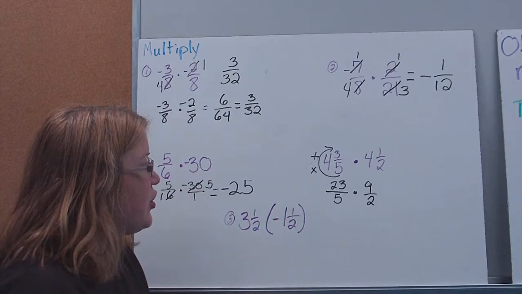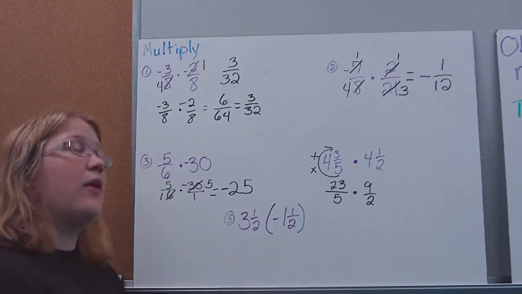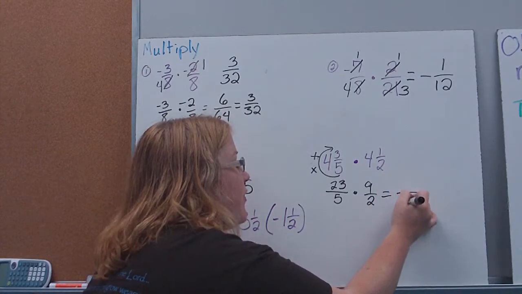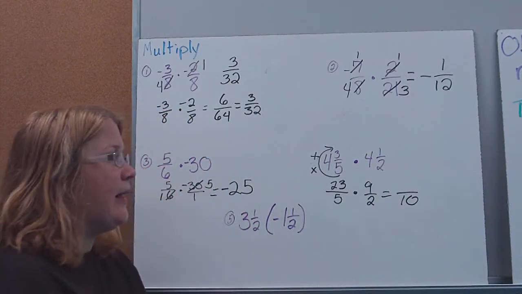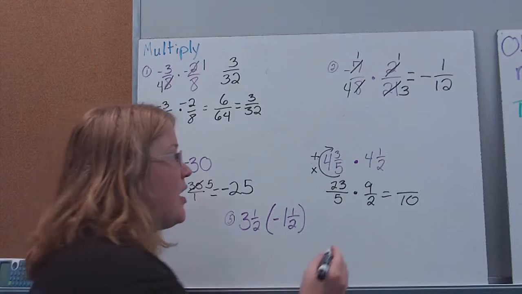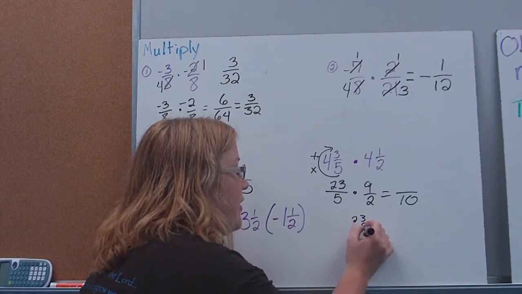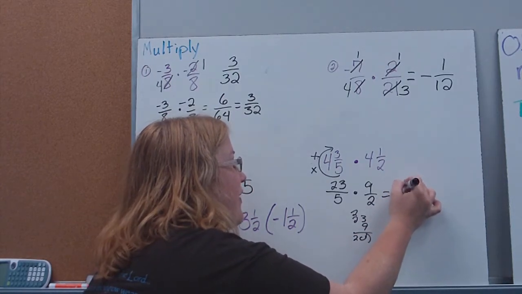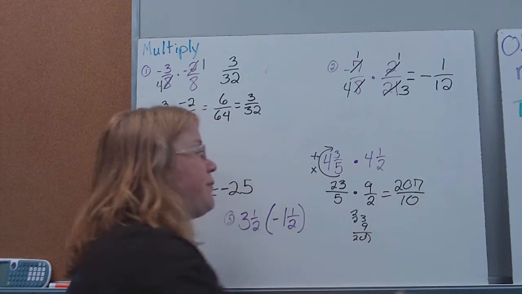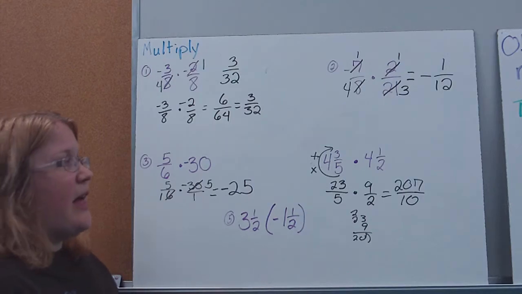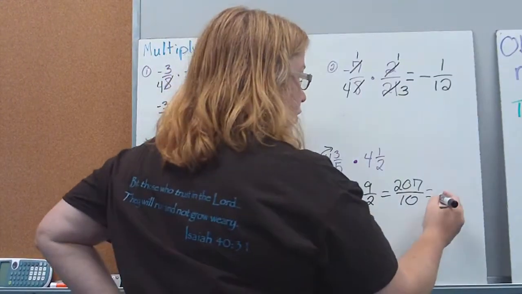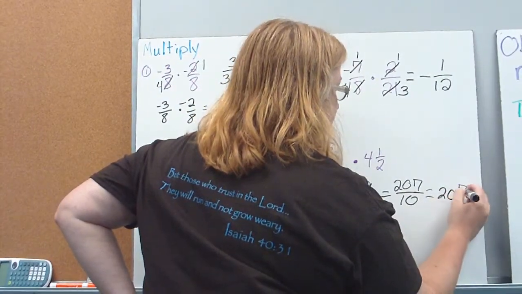Sadly, I do not see anything that's going to cancel out in this one, so we're going to be dealing with kind of bigger numbers. I'm going to do the bottom first. Why? Because that's nice and easy for me. 5 times 2 is 10. 23 times 9, I need to stop and think about. It's 207. All right, and then we can convert this back into its mixed number form, which would be 20 and 7/10.